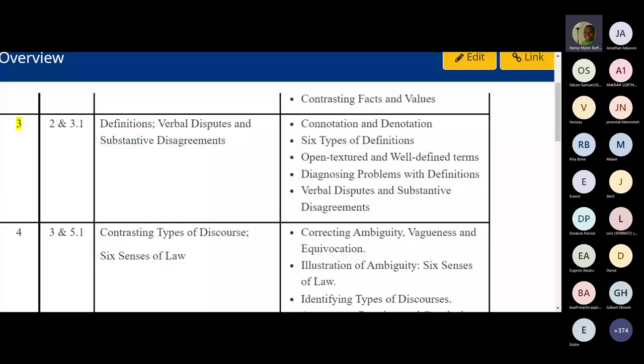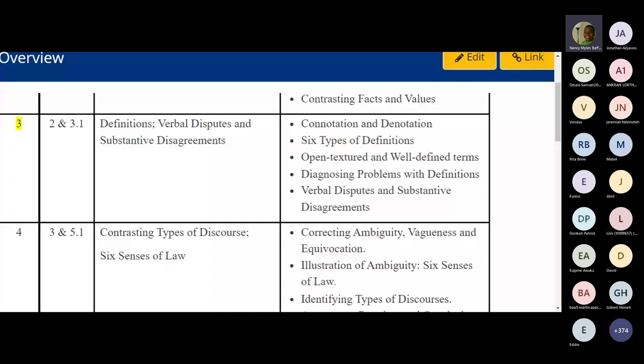You should know connotation and denotation by the time we finish. You should have the six types of definitions at your fingertips. That one, you have to have it quick. Okay, the six types. You must know open textured and well-defined terms. These are words, concepts. When do we call a concept open textured, or describe it as open textured? And when do we describe it as well-defined? You must know that also. So if you are making your own notes there, target some of them. Say, this one, I'll catch it before the lecture ends.